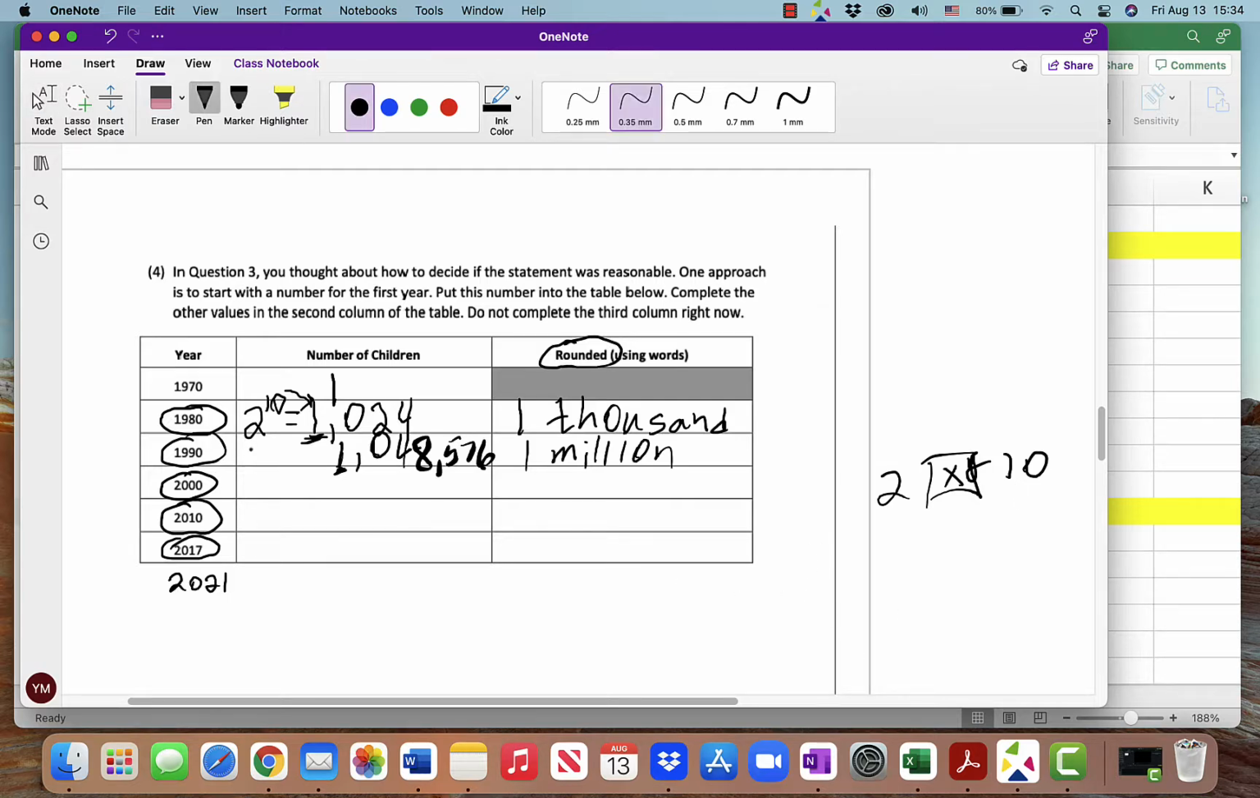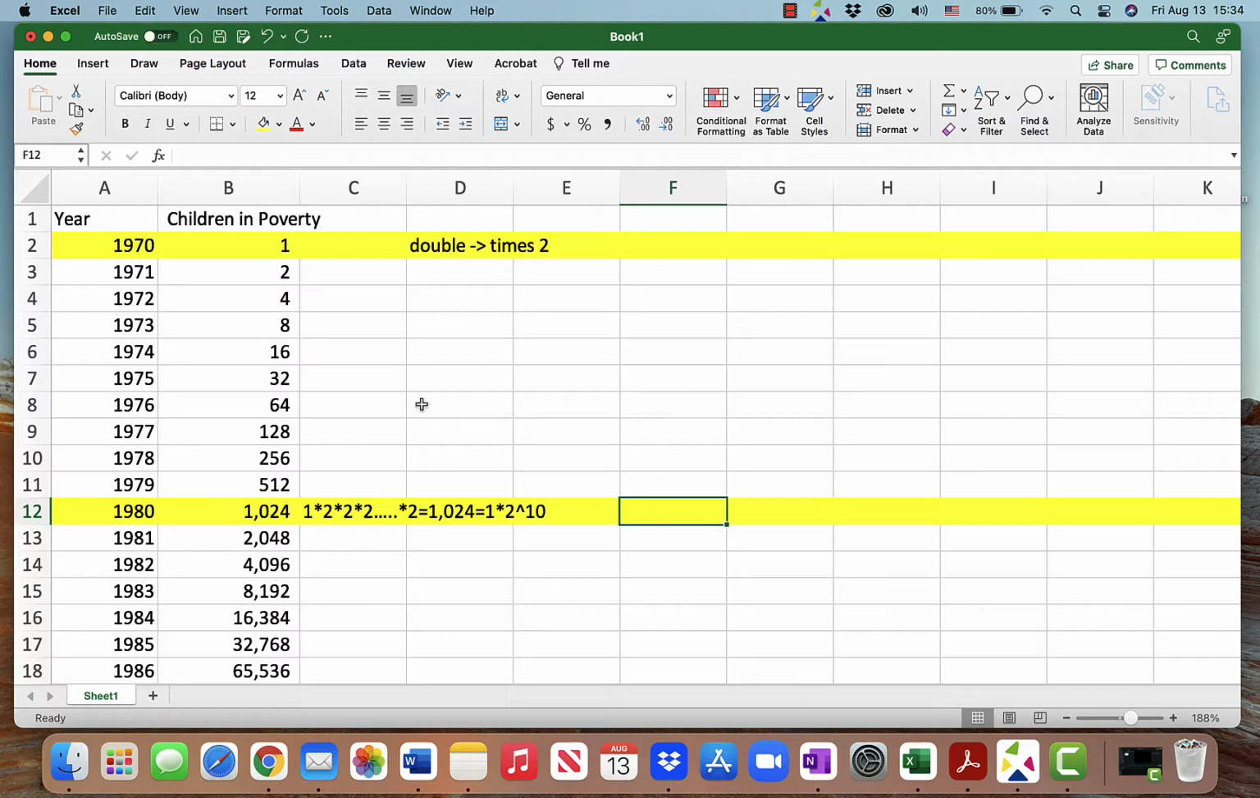Alright, so now going here, 1990. So we said the other one was 2 to the power of 10, correct? We can check this out right here. Look, 1 times 2 to the power of 10 gives us 1024.